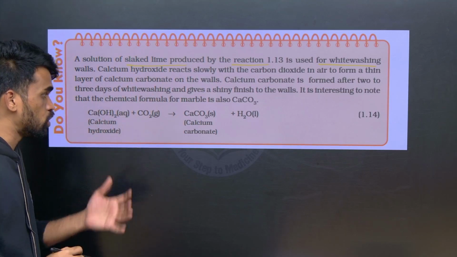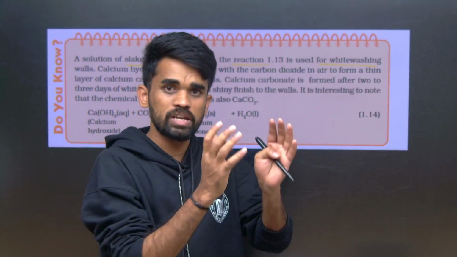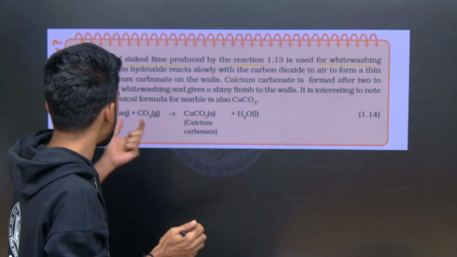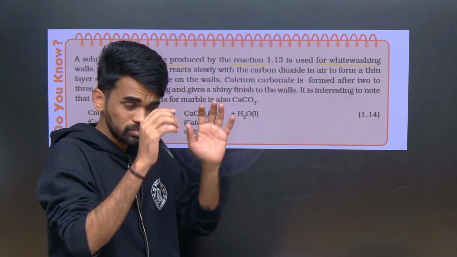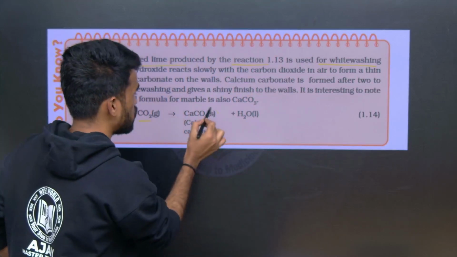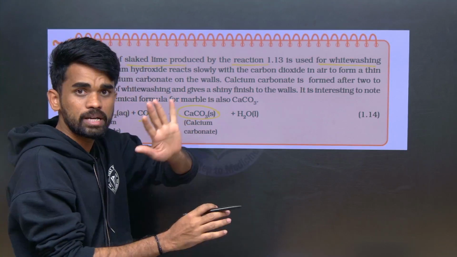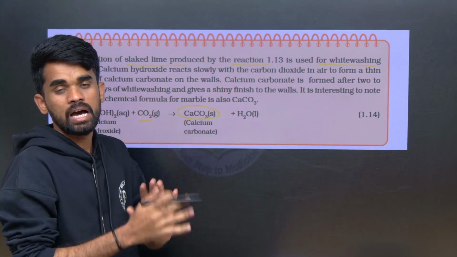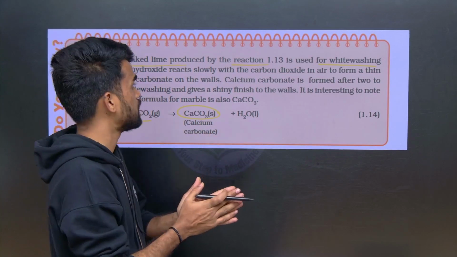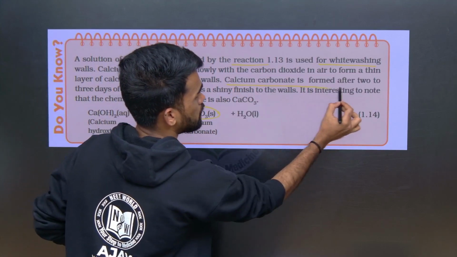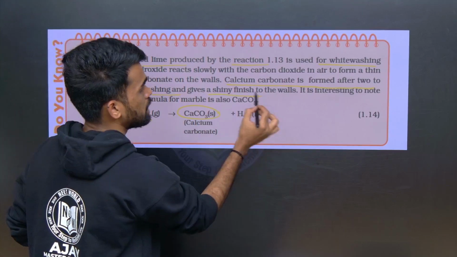When this solution is exposed to carbon dioxide present in the atmosphere, there is a very slow reaction between the calcium hydroxide and CO2. Within one or two days we see a solid mass of calcium carbonate, CaCO3. This solid has a very shiny white appearance, so the walls appear glorious and white. Calcium carbonate is formed after two or three days of whitewashing, and this gives a shiny finish to the walls.